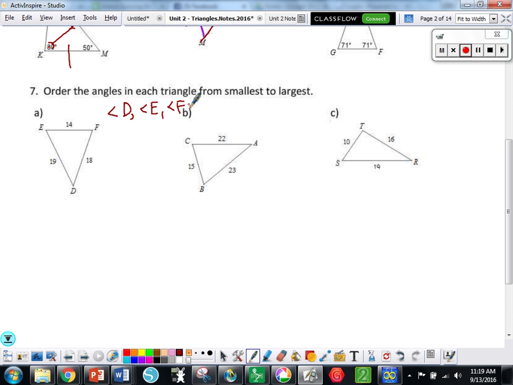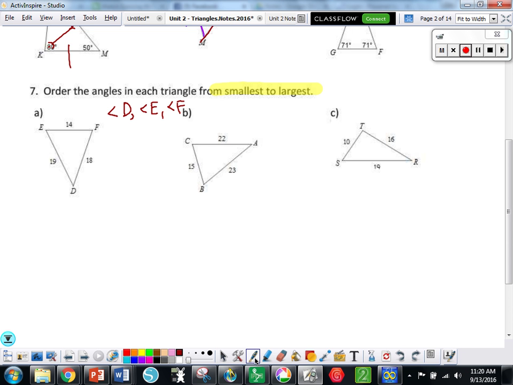Make sure you read the instructions. Right there, so that you get them in the right order. Because on the test, if you named them angle F, then E, and then D, and you put them in reverse order, there's no partial credit. You miss the whole thing. So make sure they're in the right order.